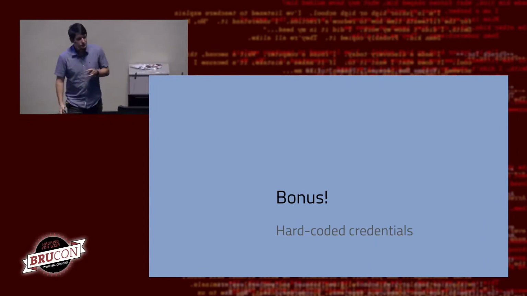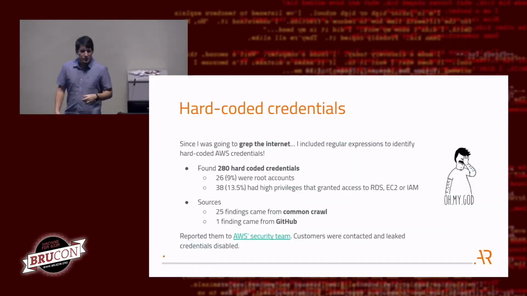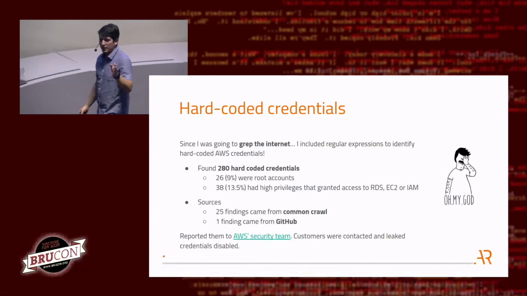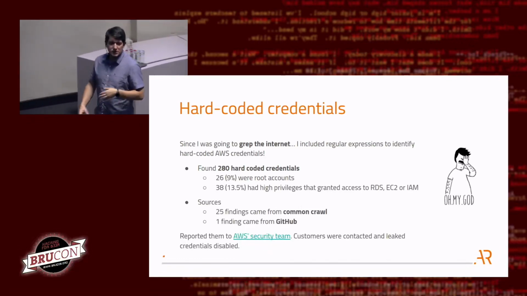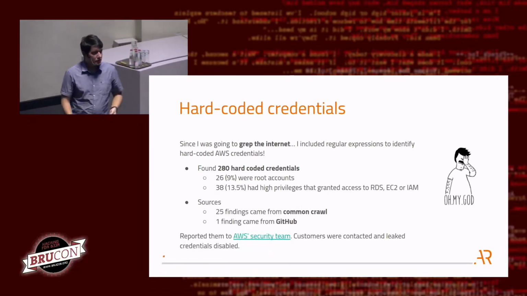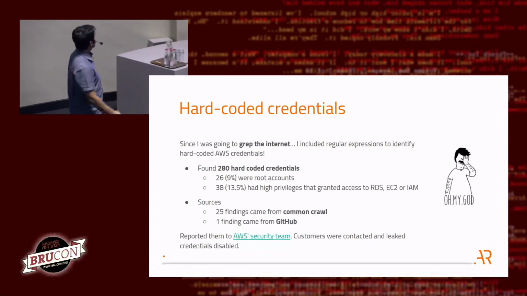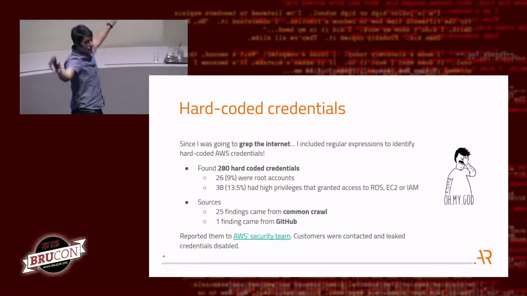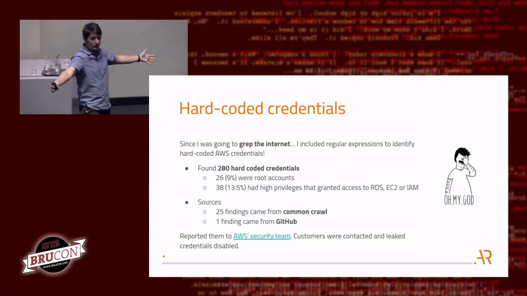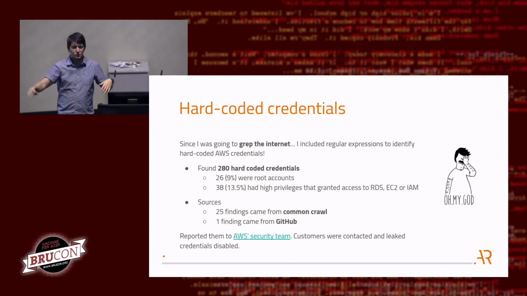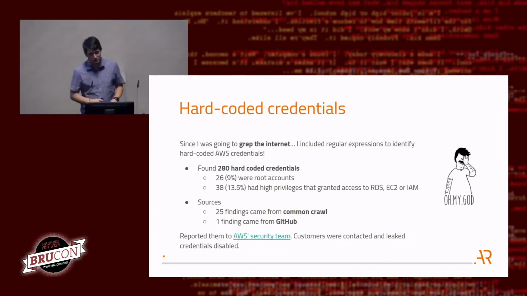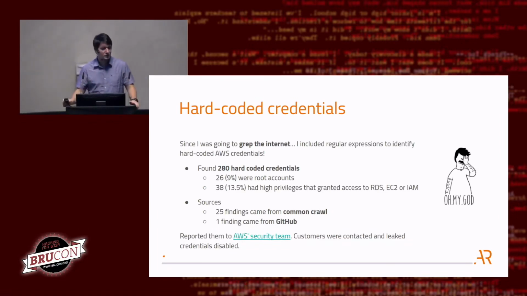All right, bonus, before we finish. Since I was grabbing the internet, I also tried to find hard-coded AWS credentials. I didn't just try to find identity pool IDs, I also tried to find this. And I found 26 root accounts in AWS. A root account is the master account for the whole account. So if you have that, you can do whatever you want. And I found 26 of those online, ready for somebody to do some evil.